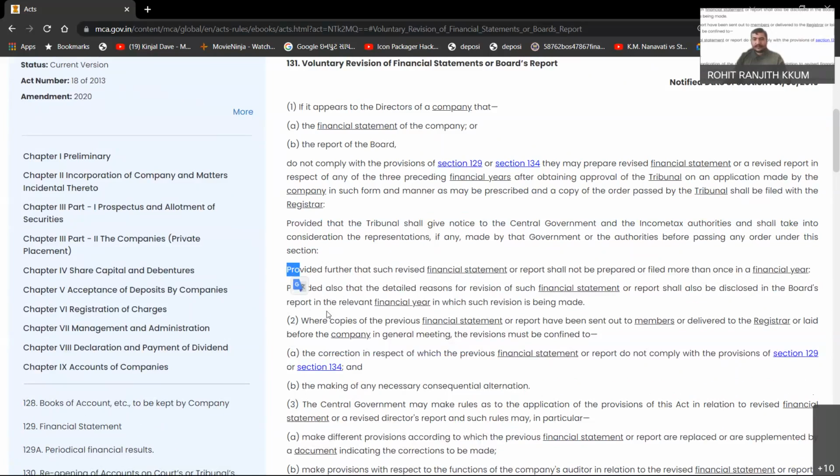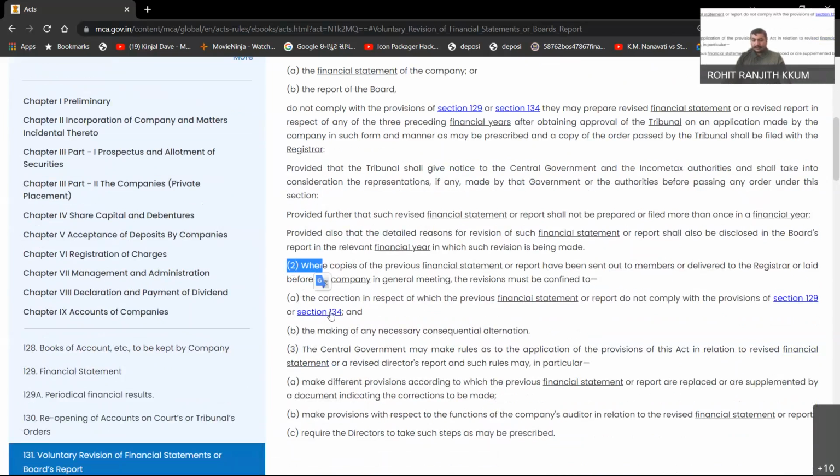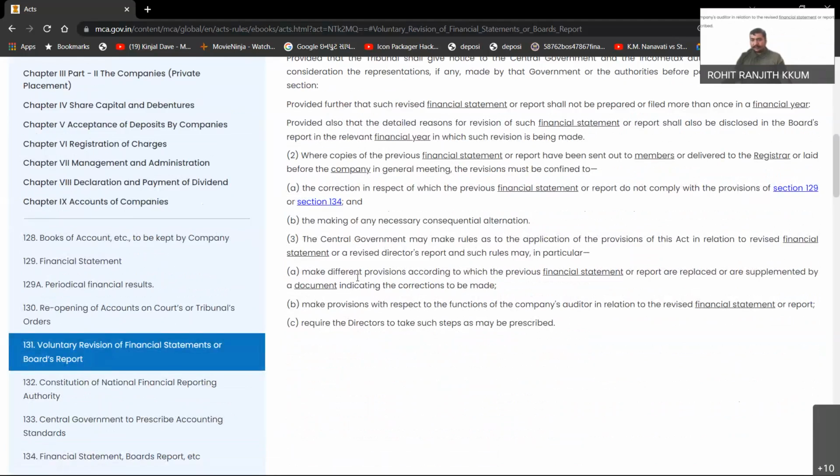After that, subsection number 2. Okay, the new reports must contain non-compliances of previous financial statements and new alterations. And third is the power of central government to frame the rules regarding revisions. So they can make the rules regarding these 3 points. Like revisions of the financial statements and any other document indicating the corrections. Like it can say that you have to fill this form indicating the alterations.